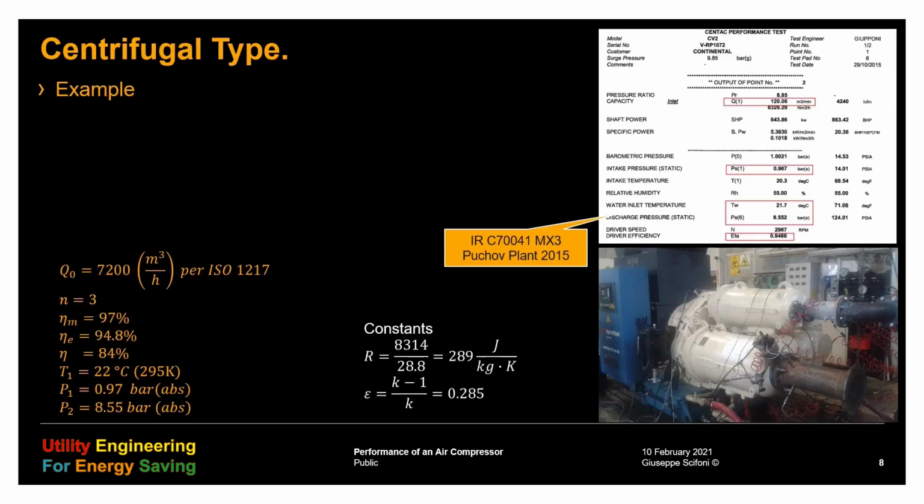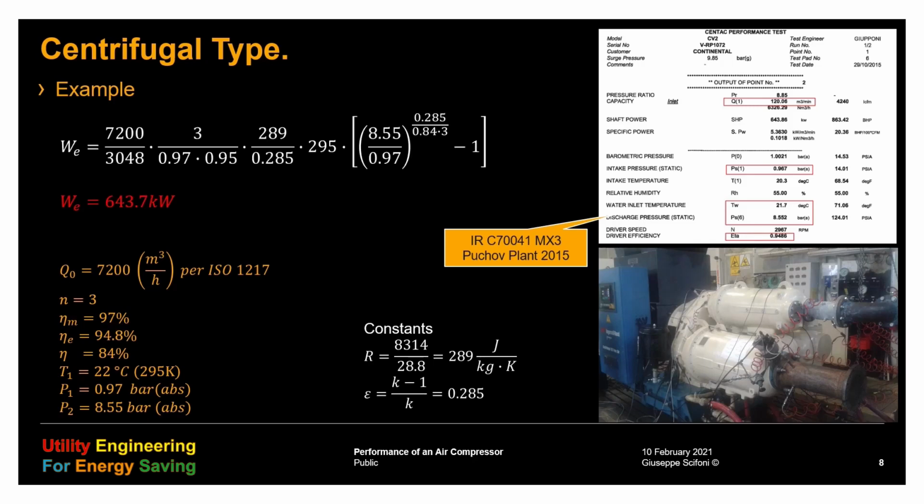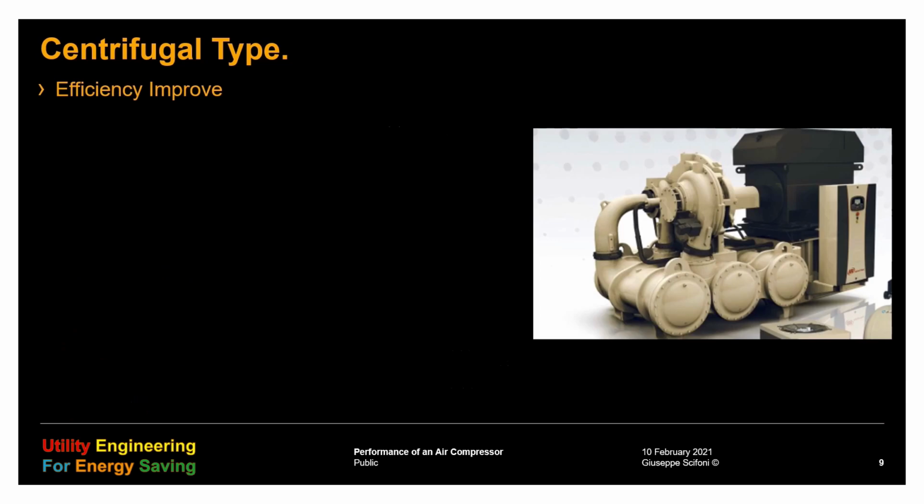Now we run an example taken from a real case. The centrifugal compressor was completely overhauled and its performance measured in a testing facility by the vendor. Let's input all the parameters in the formula. The flow rate is given, 3 stages, efficiency and boundary condition for the air are also known, and the result says 643 kilowatt, which is consistent with the metered power. In this formula, we do not consider the effect of humidity for making the calculation easier, but in the real case it is considered.